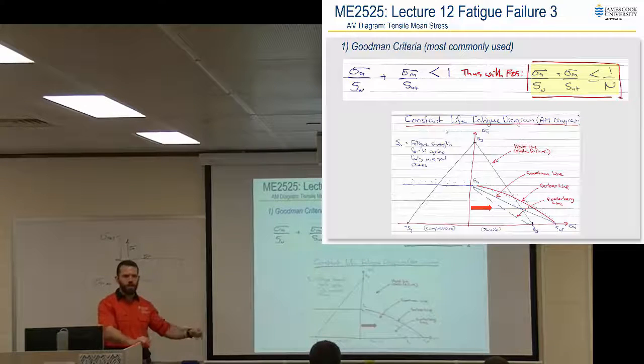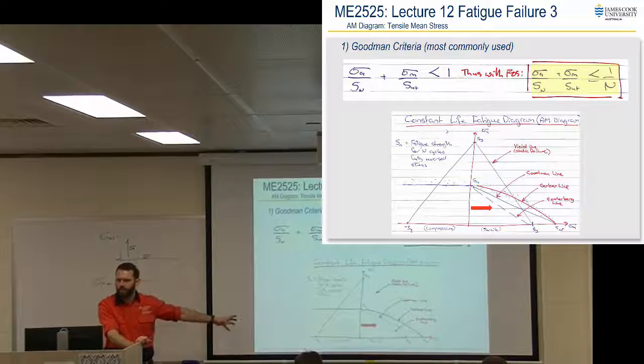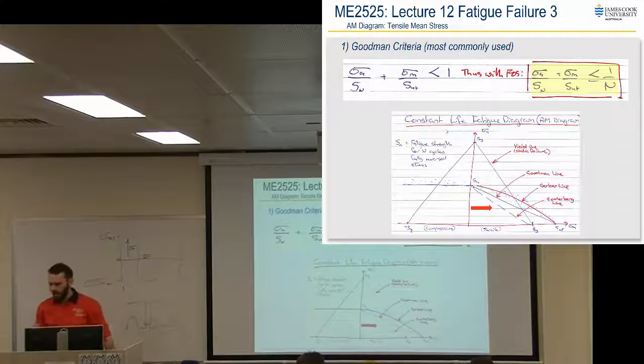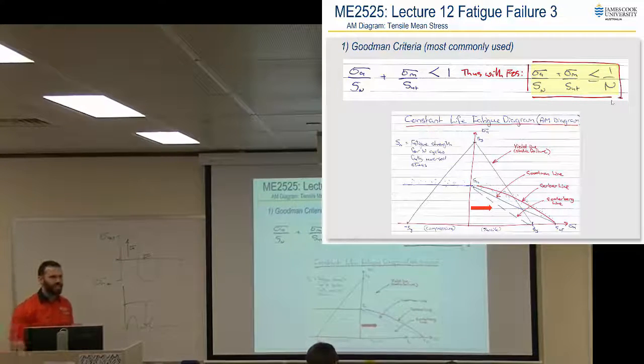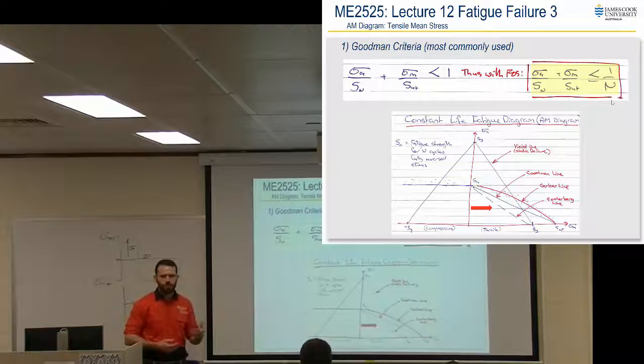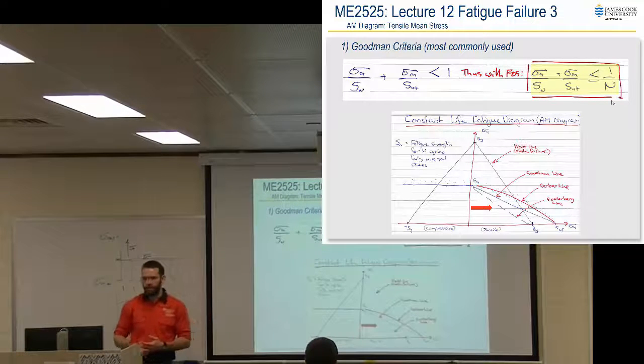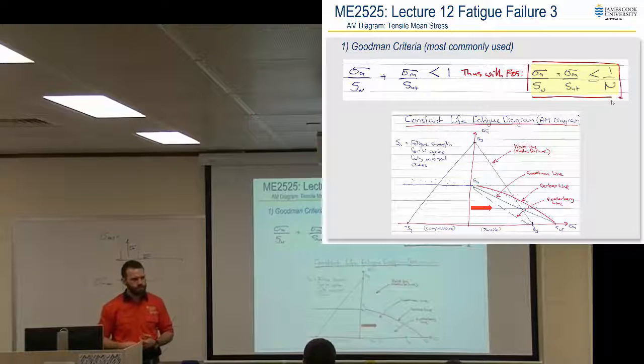It gives us a straight line to compare to rather than those funny looking graphs, but it's effectively just telling us the same thing. Okay, so that's why the Goodman line is very efficient, very useful. The equation to it is this. You just take whatever A you calculate and divide that by the endurance limit, whatever mean you calculate and divide that by SUT, and make sure that's less than or equal to 1 on n. And if n is what you're calculating, you rearrange for it. If sigma is what you're calculating, then you rearrange for it, and so forth.